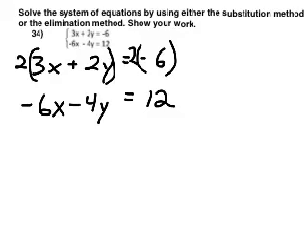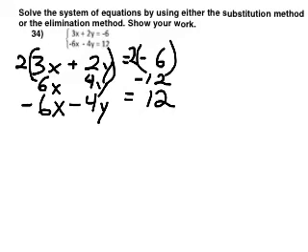So 2 times 3x is 6x. 2 times 2y is 4y. 2 times a negative 6 is a negative 12. Do you see what's going to happen here? They're actually the same equation. If I multiplied through this equation by a negative 1, see, watch, this would become a negative 6, we'd have a negative 4y and then a positive 12. They're exactly the same equation.